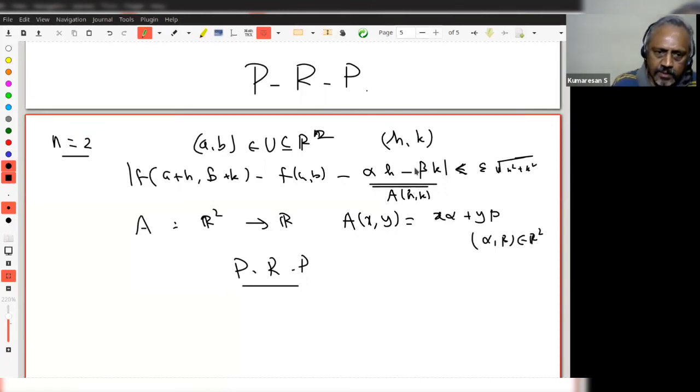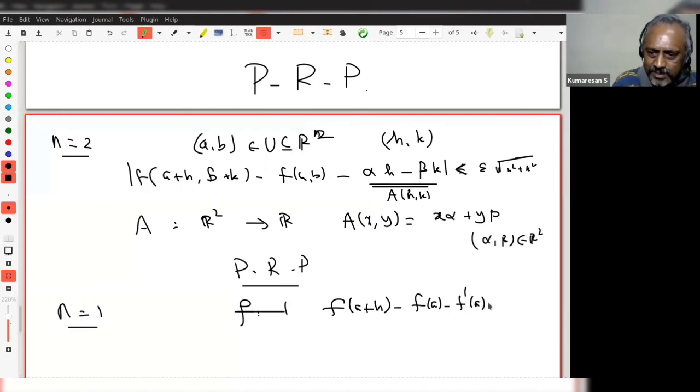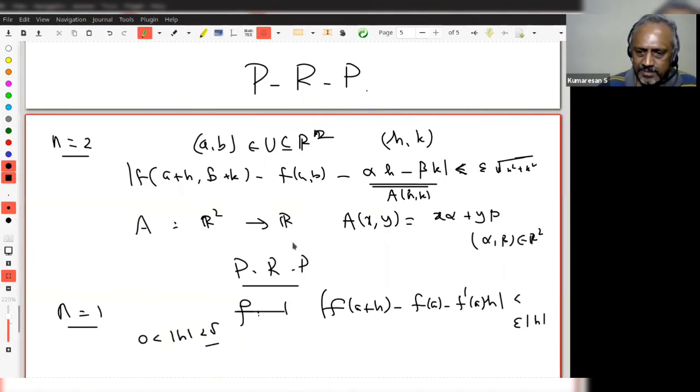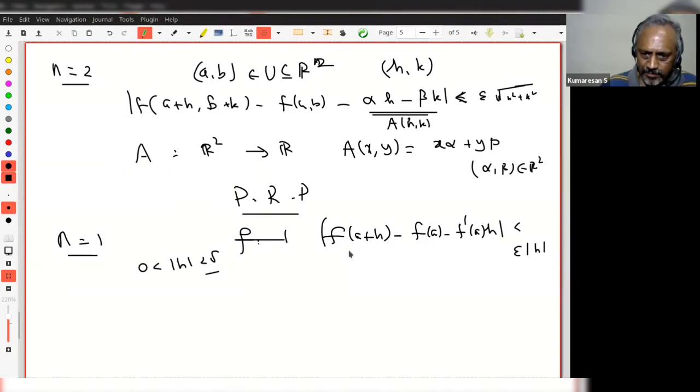Okay. Now, let me look at n equal to 1 case. Suppose I have f again. f of a plus h minus f of a minus f dash of a into h should be less than epsilon times mod h, whenever 0 less than mod h less than delta. Right? This is the definition of f is differentiable at a with the derivative f dash a. Does it tally with our new definition?